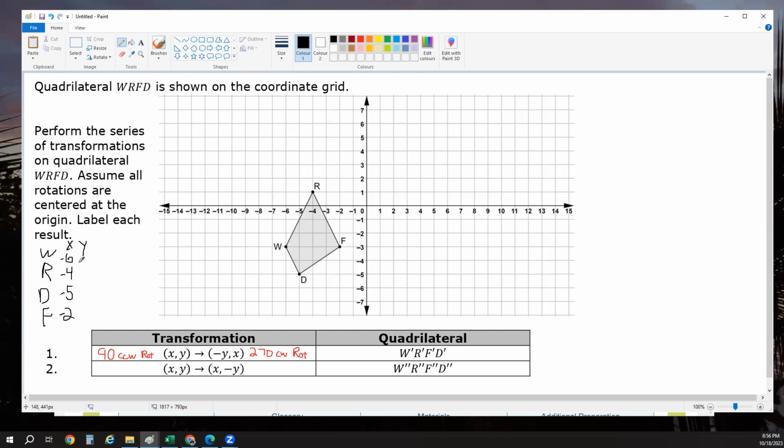And I'll put my Y values. W is -3, and so is F. F and W are both -3. R is 1, and D is -5. So that's both -5 and -5. That'd be a bad point to figure out what type of transformation was done, because they're the same number.